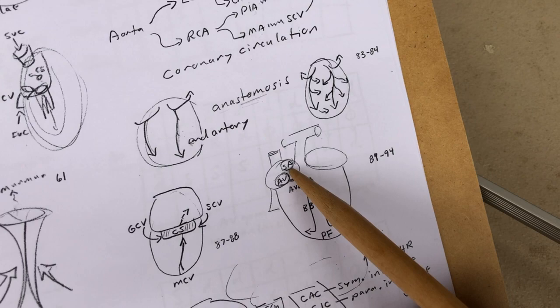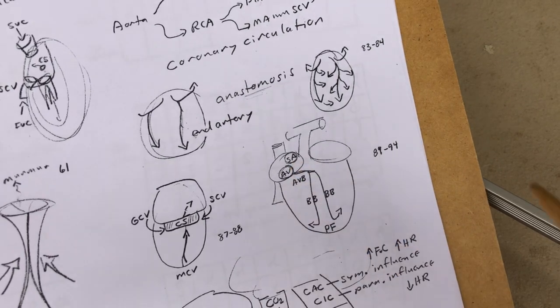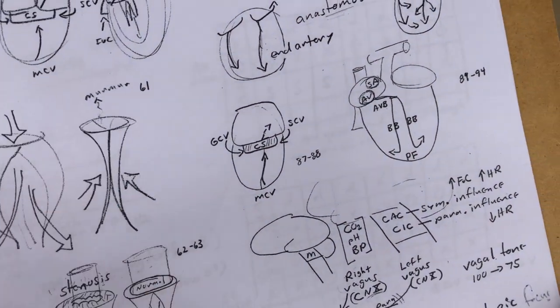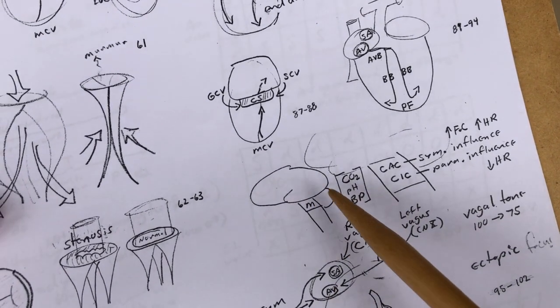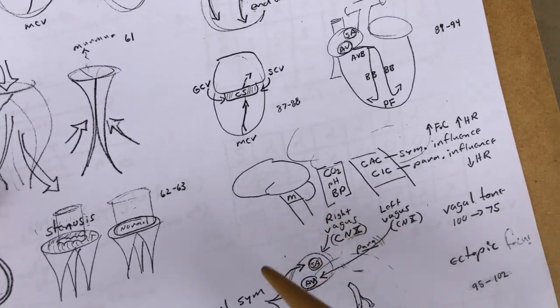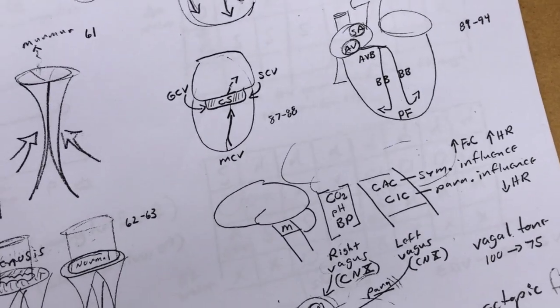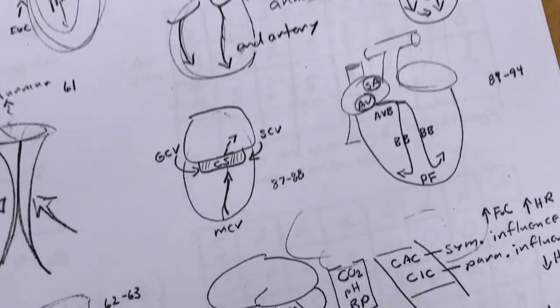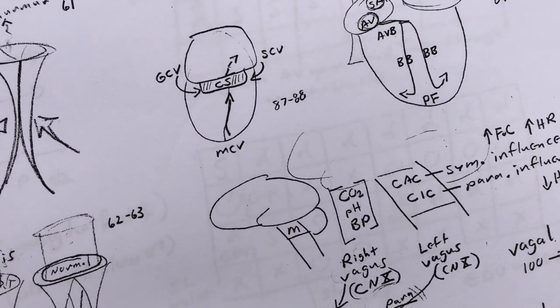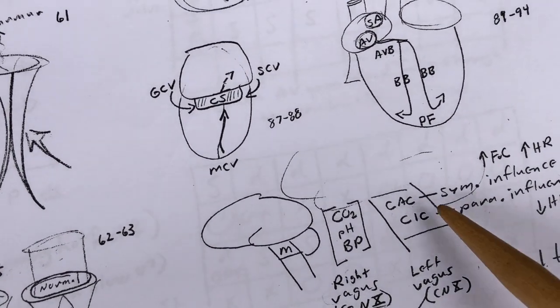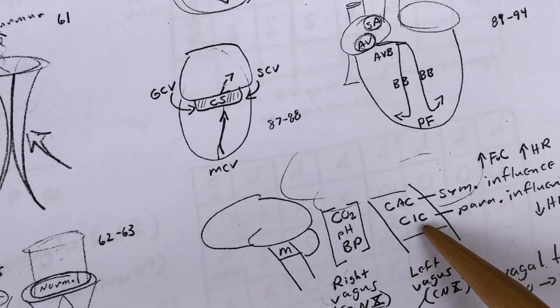The SA node is the pacemaker. However, it can be influenced by your higher brain centers. Here's the brain, and there's the brainstem, and there's the medulla. Now, the medulla inside the brainstem has a series of control centers in it, and here are two, the CAC and the CIC.